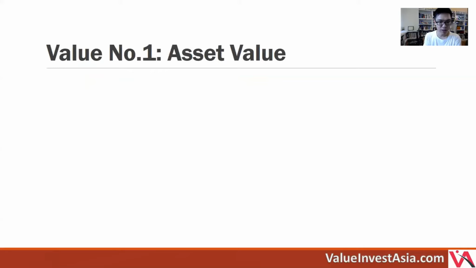The first type of value that you can find is what we call asset value. Asset value is basically a method we use to value a company based on what its assets are worth. It is about finding a stock or a company that is undervalued based on what its assets should be valued at. A simple way to think about it is, say, a real estate investment trust that has properties that are easily valued and quite current.